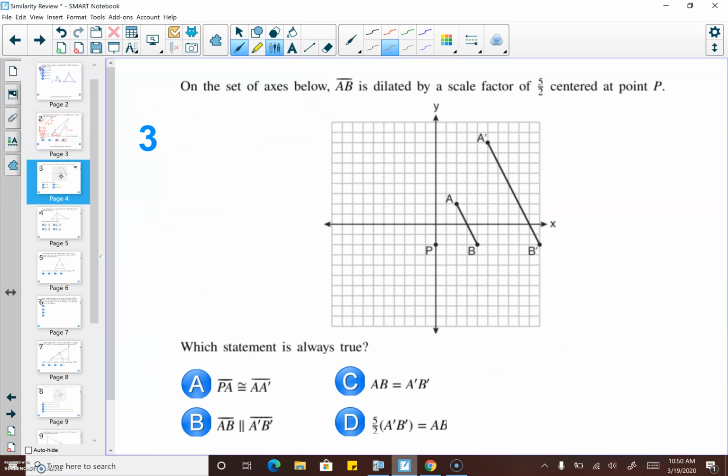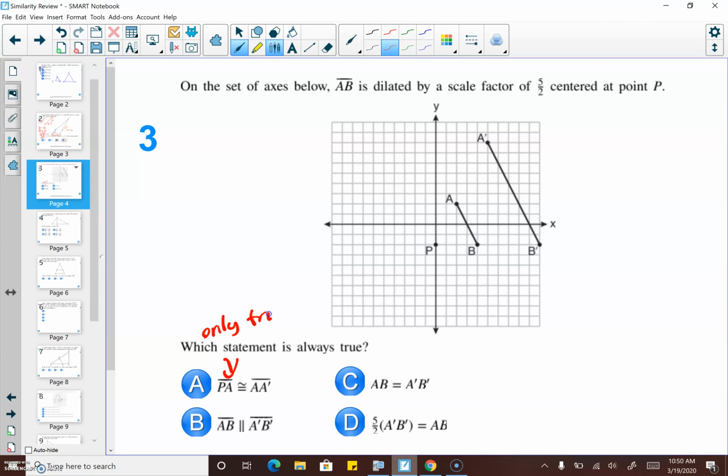On the set of axes below, AB is dilated by a scale factor of 5 over 2, centered at point P. Which statement is true? PA is congruent to AA prime. The only way that would be true is if it's doubled. So if our scale factor was equal to 2, which it's not, because the only way the distance from the center of dilation to the original and then from the original to the new is going to be exactly the same is if that were a midsegment. In other words, our scale factor was doubled.